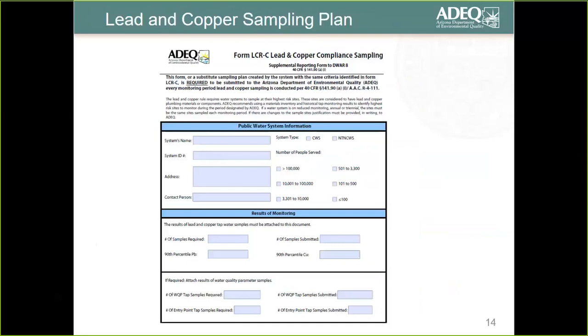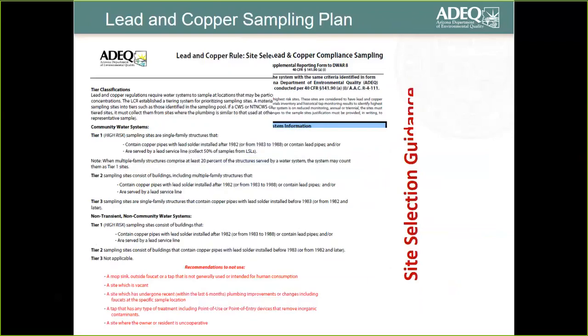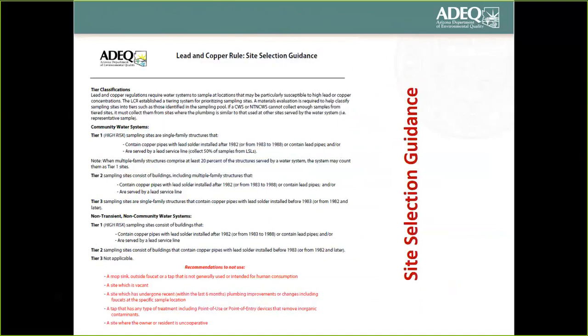So our lead and copper sampling plan looks like this. The purpose of the plan is to help identify sites that have lead pipes, copper pipes with lead solder, or are served by lead service lines. The last page of the plan has a site selection guidance, so it will help you select your sites.